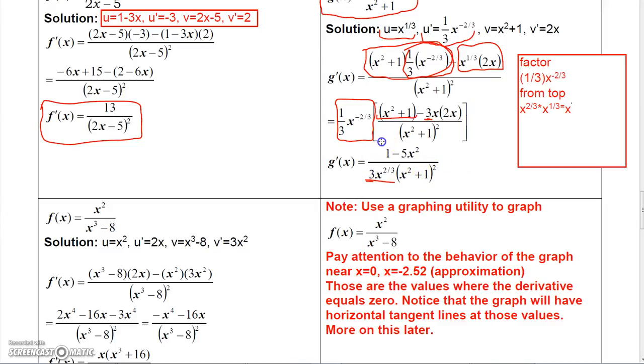Now again, the reason we want to do this is so that we can take this problem and set it equal to 0 and find the zeros of the derivative.